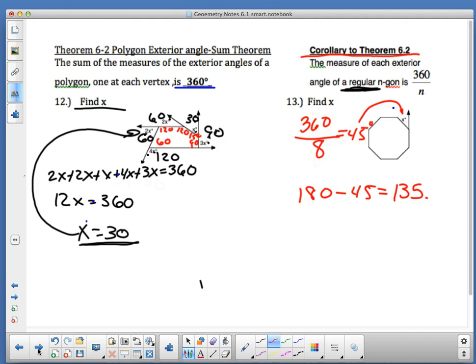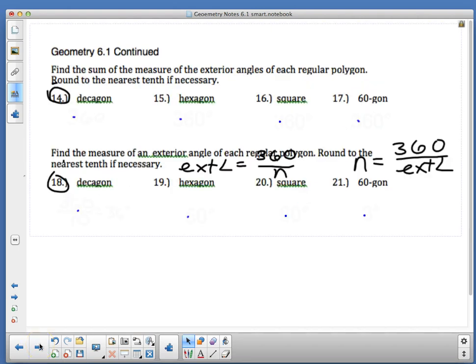Okay, now, how are we going to use this today? How are we going to manipulate those properties to find answers? Check it out. Read the question. Don't assume you know the question. Read the question in its entirety. Find the sum of the measures of the exterior angles of each regular polygon. Round to the nearest tenth if necessary.